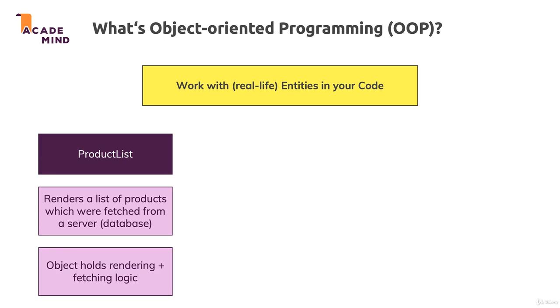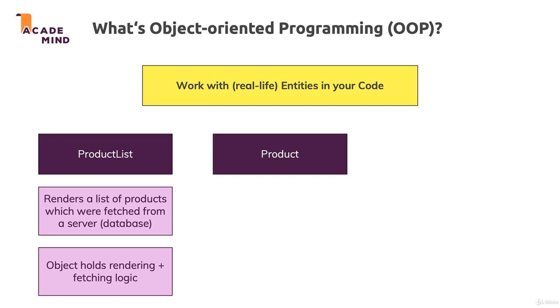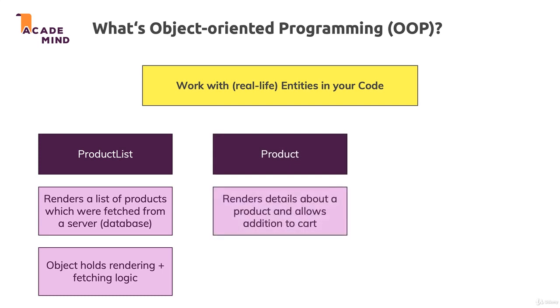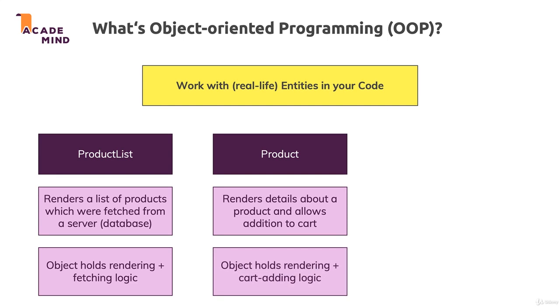So it's an object that holds the rendering and fetching logic and all the data that's related to it. Now we might have another object which reflects a single product. This object might be responsible for rendering the details about a single product, and maybe it also renders a button and it holds the logic to add a product to a cart. So that's the responsibility of this product, and therefore, of course, in this example, this product would be kind of linked to the product list. So inside of methods of the product list, we might be working with this product object.